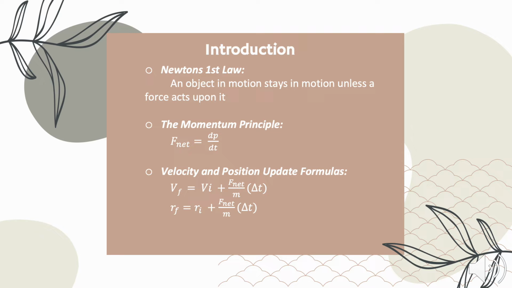Before we begin, I'm going to introduce you to a few formulas and laws that we will use in order to complete this experiment. First, we have Newton's first law, which states that an object in motion stays in motion unless a force acts upon it, also known as inertia. Second, we have the momentum principle, where F net is equal to the derivative of momentum. Third, we have velocity and position update formulas.